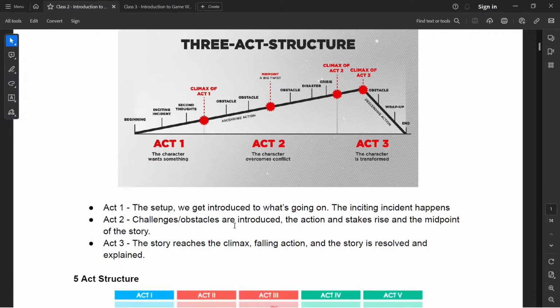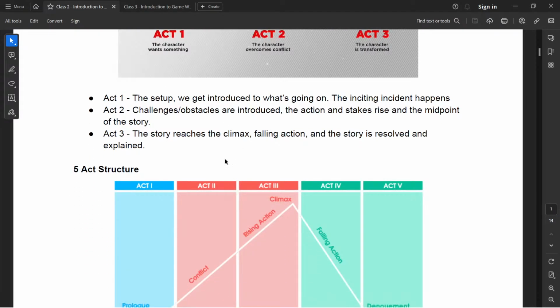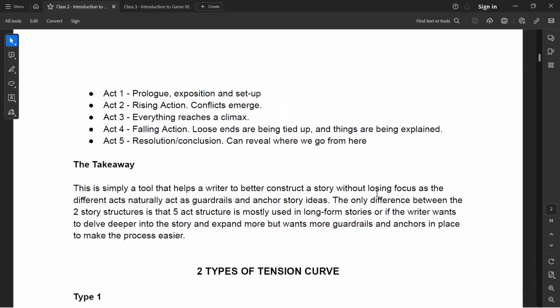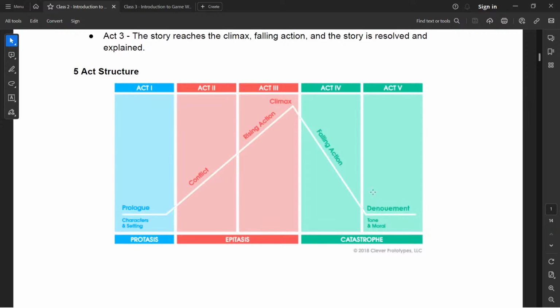So that's how a normal three-act structure works. Usually games do have a three-act structure, but those are for small games. A five-act structure is nothing but another guideline for a story, but it's enhanced and more detailed, and there are a lot of things in more detail about the story.